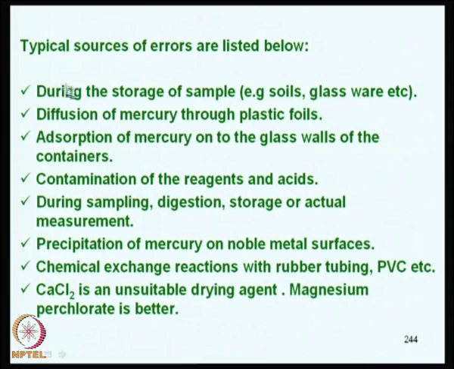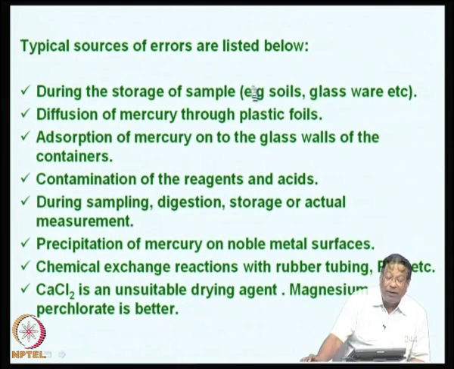So, the typical sources of error I have listed here, during the storage of the sample. For example, if you want to determine mercury in soils, you will have the problem of adsorption, glassware adsorption, and diffusion of mercury through plastic foils, it is possible. Then adsorption of mercury onto the glass walls is a well known fact since the last 60 years, that in trace quantities mercury adsorbs onto the glass. So, you should use polythene conical flasks, polythene beakers, etc.